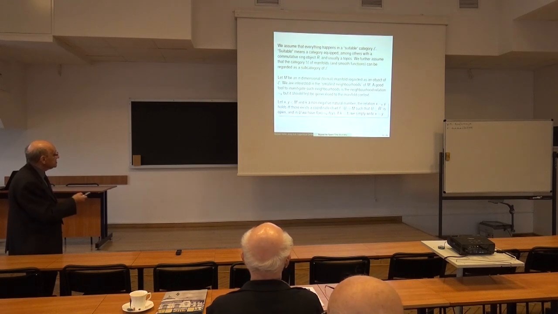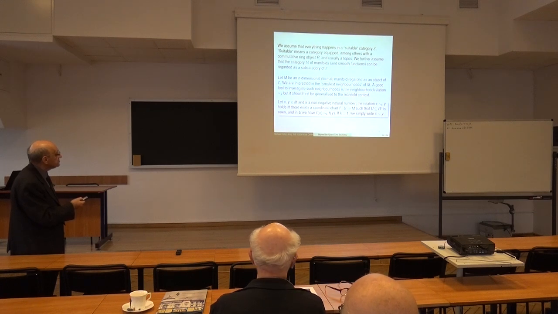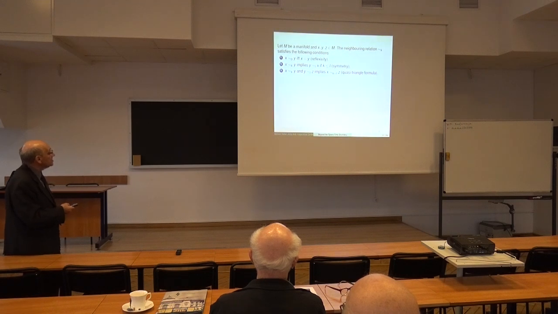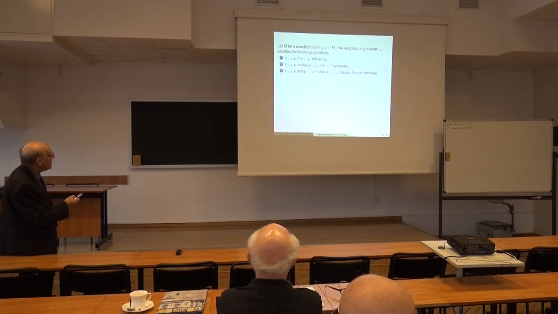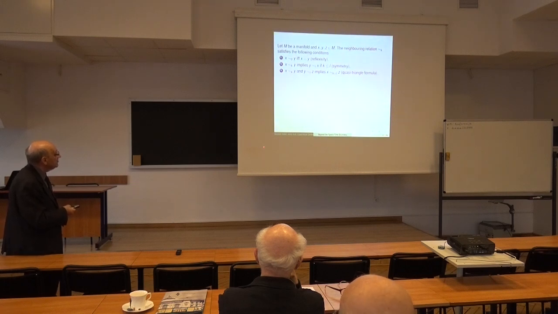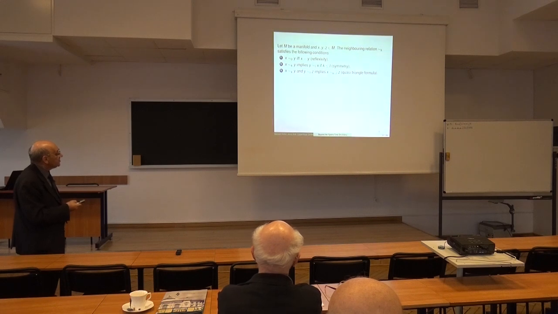So the application of this neighborhood relation to manifolds is quite obvious. Let M be a manifold. We consider three points, x, y, z of M, and the neighboring relation satisfies the following conditions. Reflexivity: x is 0-related to y, and this happens if and only if x coincides with y. x k-related with y implies y k-related with x, and x l-related with y, provided that k is smaller or equal to l. This is a kind of symmetry. And we have this property: x k-related with y, and y l-related with z implies x k plus l related with z. This is a quasi-triangle formula.